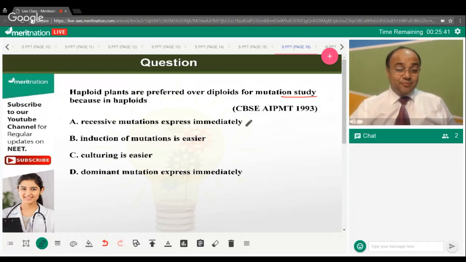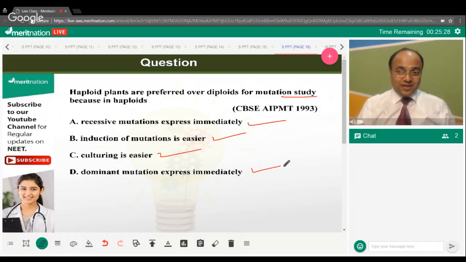Recessive mutations express immediately, or induction of mutation is easier, culturing is easier, dominant mutation expresses immediately? Yes, this way you surprise bacteria. Okay, Aditya says it is option A.